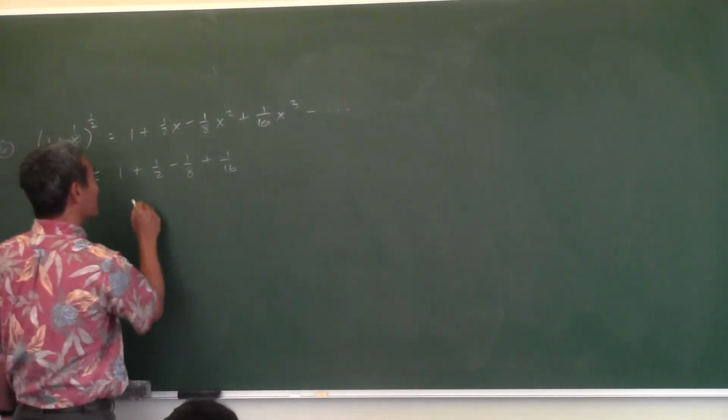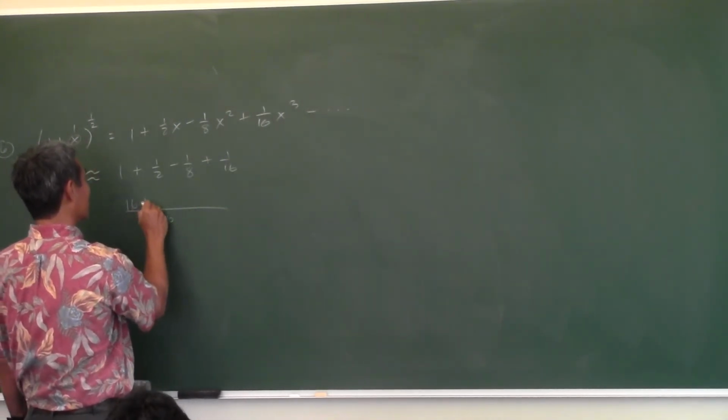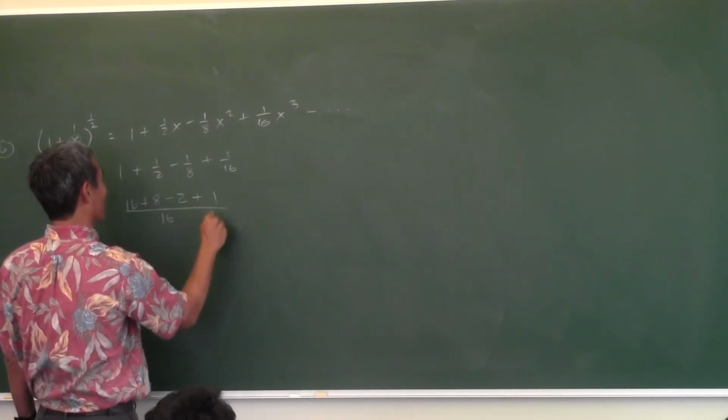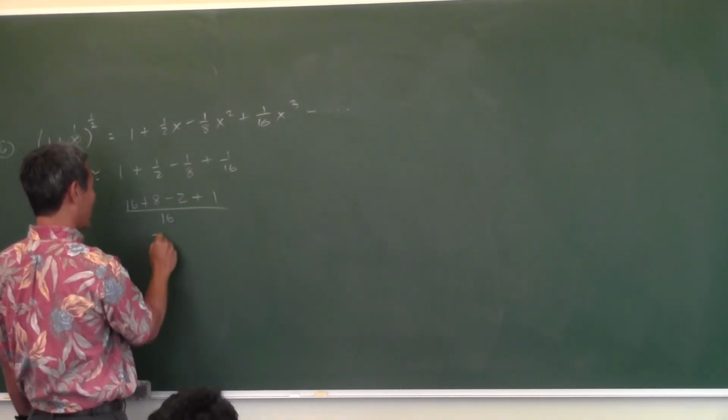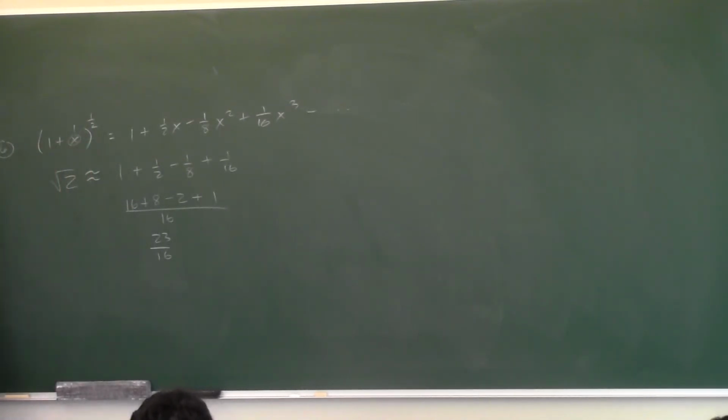Okay, so how do you add numbers together? You add fractions by making a least common denominator. 16 plus 8 minus 2 plus 1, which is 23 over 16. So this would be an estimate of the square root of 2. If you want a better estimate, then you add more terms. The more terms you add up, the closer you get to the actual number.